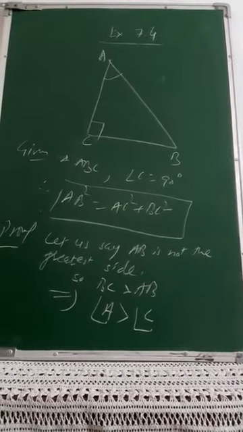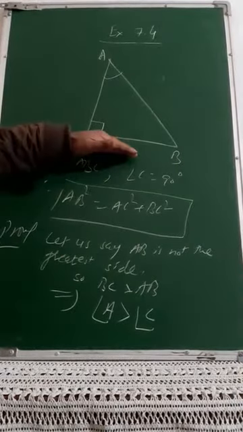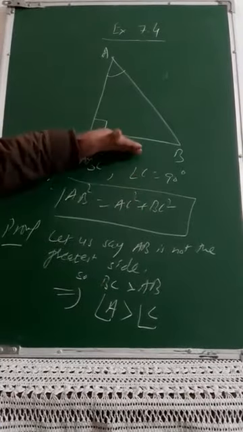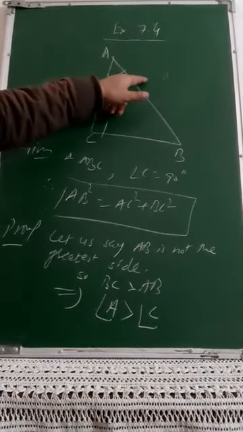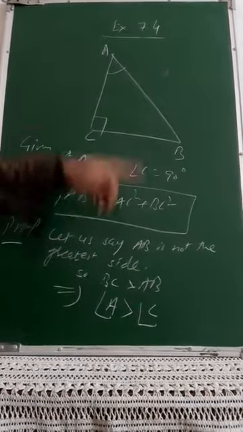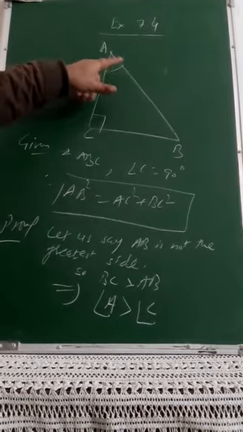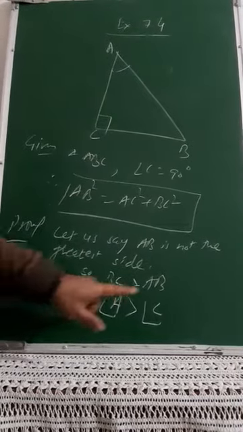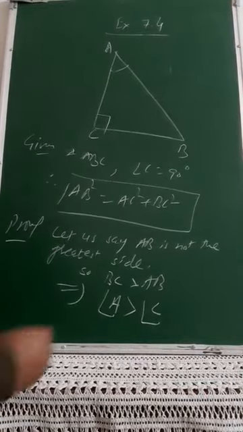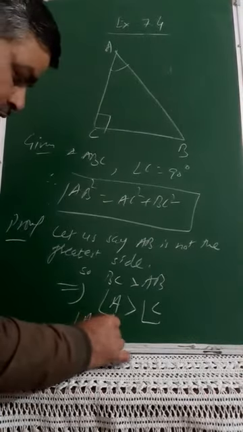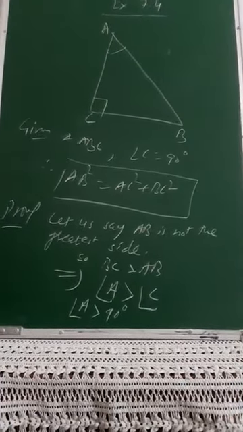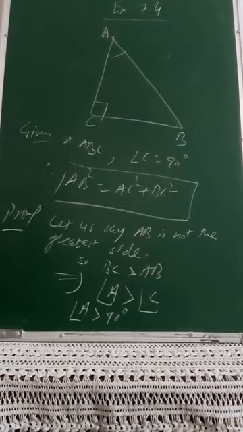As I said, the property: the angle opposite to the longer side will be the greater angle. Now I am comparing BC and AB. So opposite to BC, angle A is there, and opposite to AB, angle C is there. So if BC is greater than AB, then definitely angle A should be greater than angle C. That means your angle A is greater than 90 degrees. Now let me know, is it possible? Give a second thought, please.